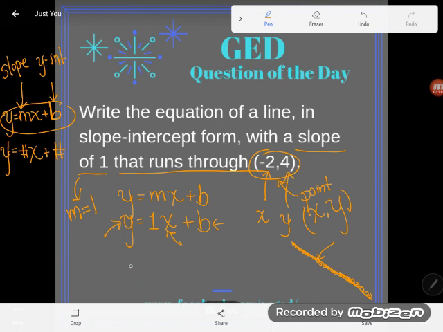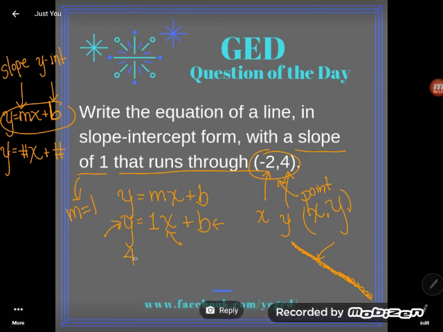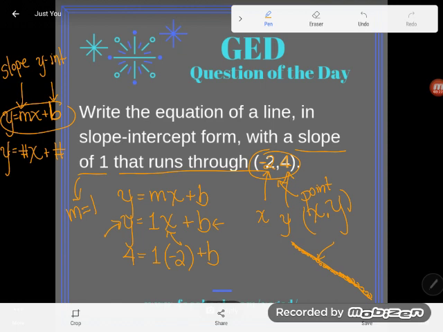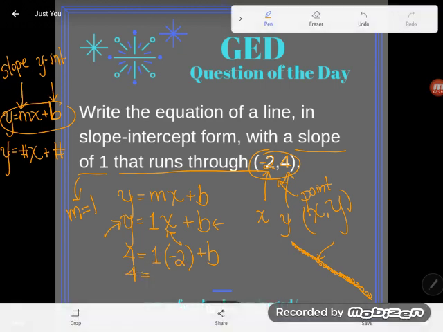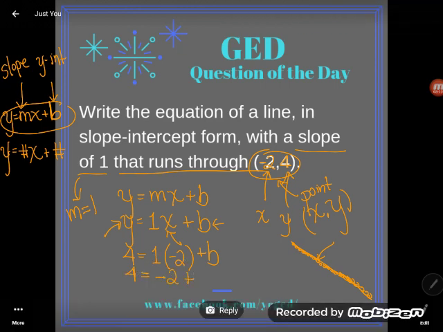I'm going to replace the y with 4. My m was 1 because they told me my slope was 1. My x is -2. And again, I'm just pulling that from here. X is -2, y is 4. And now I don't know what my b is, but because I was able to replace all my other letters in this equation, I'm going to be able to use it to solve for b. So good first rule of algebra is to simplify before you solve. 1 times -2 is -2 plus b.